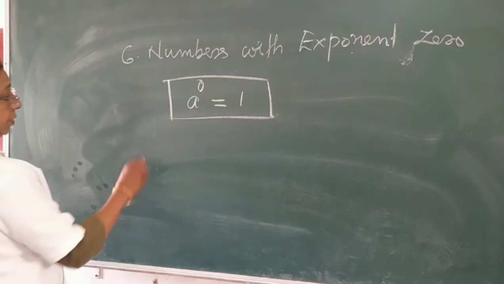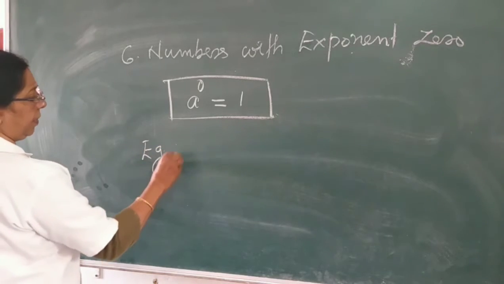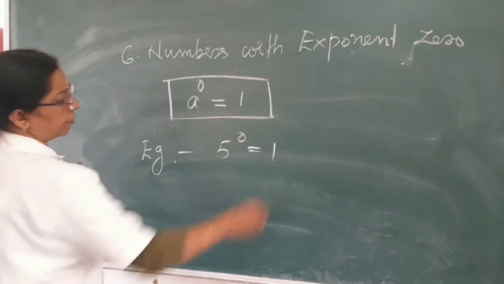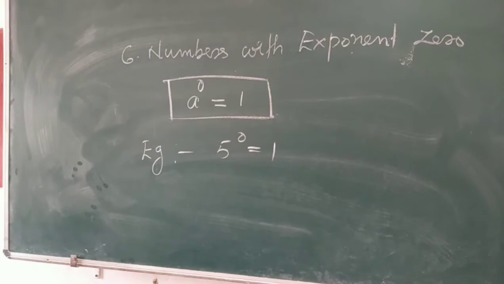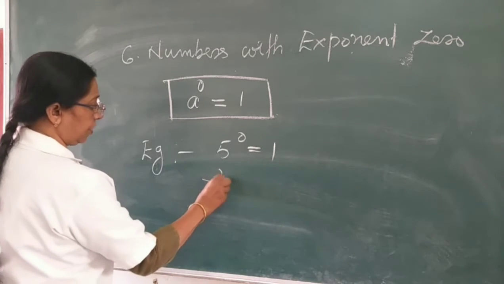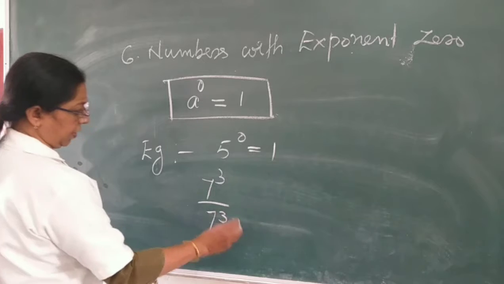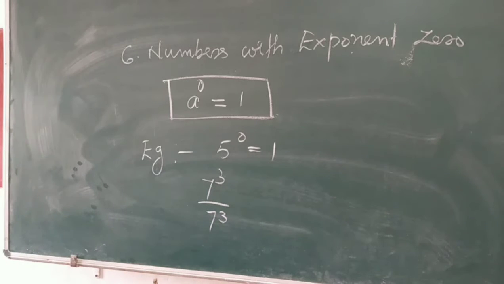An example is given here. We can write the example directly. 5 raised to 0 is equal to 1. Or 7 raised to 3 divided by 7 raised to 3. What comes here? A raised to m by A raised to n is equal to A raised to m minus n.